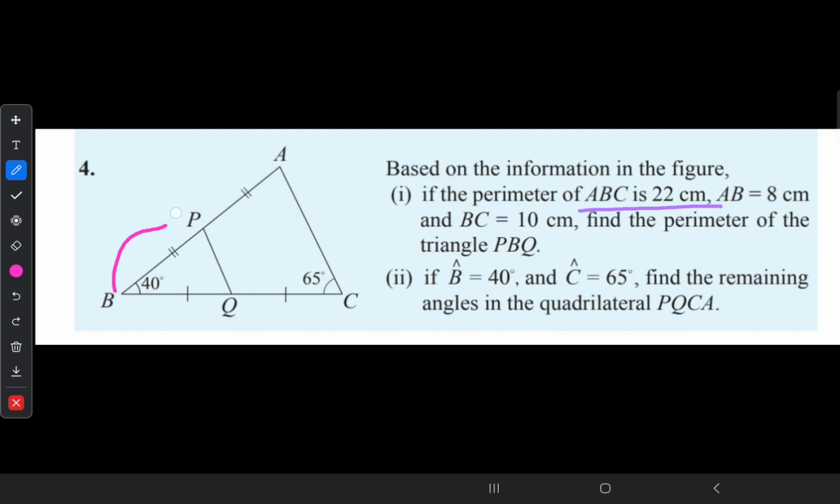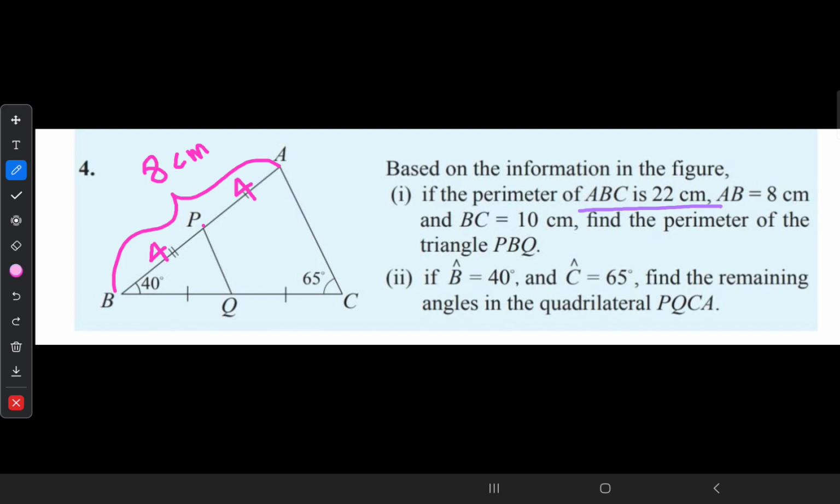So if this total length is 8 centimeters, look at this. P is the exact midpoint of this AB. So this would be 4 centimeters. This one also would be exactly 4 centimeters. So you should have the ability to mark this one, because since P is the midpoint, you can split the total 8 into 2 equal portions and allocate for BP and PA respectively.